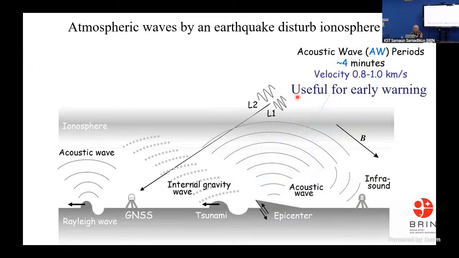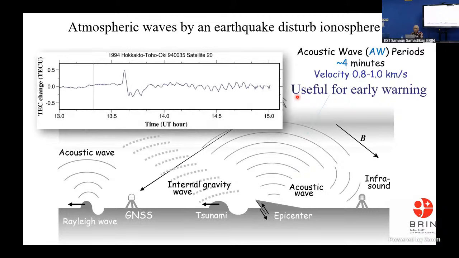And the acoustic wave is not global, but regional. For the Indonesian earthquake, you can see the disturbance only within Indonesia. And for the Japanese earthquake, we mainly observe it within Japan. So it looks like this.